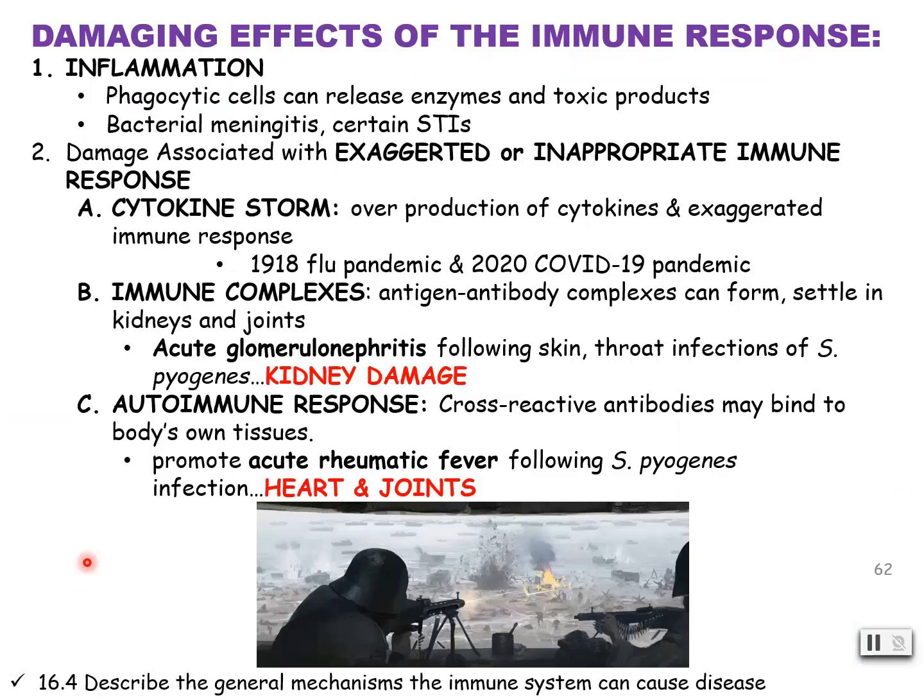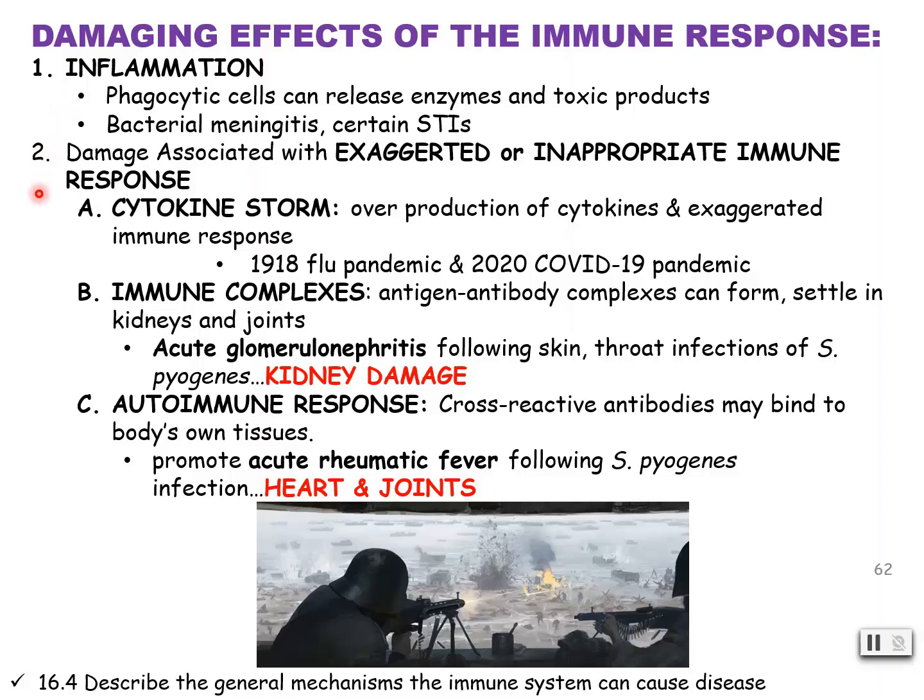All right, I think this is the end, but way back when, it seems so long ago, we talked about how some of the damage done by disease is through collateral damage, or through damage from the immune system. And now that we've talked about it, it's going to make more sense. So, damaging effects by inflammation. Remember, we have phagocytic cells releasing enzymes and toxic products, and we know that inflammation causes a lot of the things associated with bacterial meningitis, and certain sexually transmitted infections cause a lot of that damage. Because with inflammation, we looked at it, chronic inflammation is bad and causes damage to surrounding tissues.